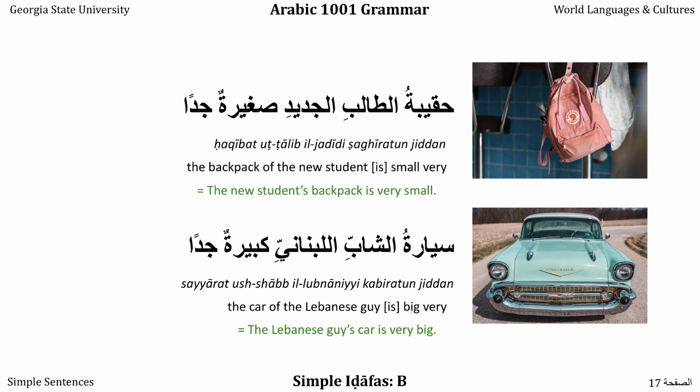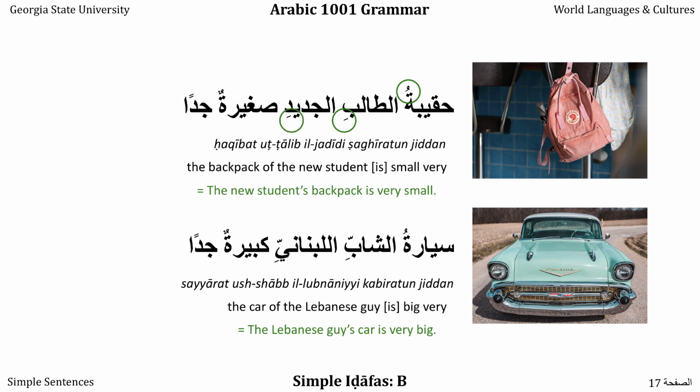If we put the full markings on, we can see that haqiba and sayara both get single dhammas for reasons we've explained before. At-talib and ashab both get single kasras because they're non-first words and definite. Also in ashab and al-lubnani, the kasra ought to go underneath the shadda instead of underneath the final letter, but I can't make PowerPoint do that in this edition.